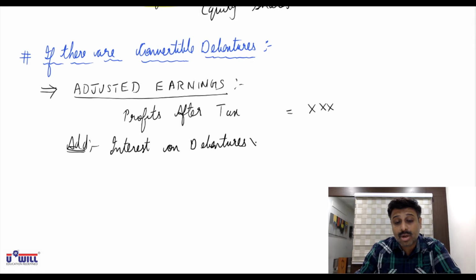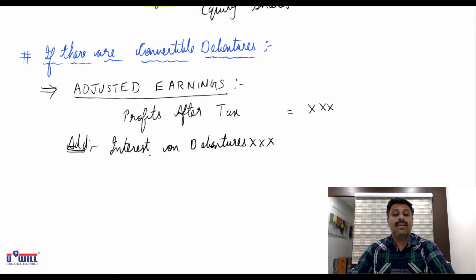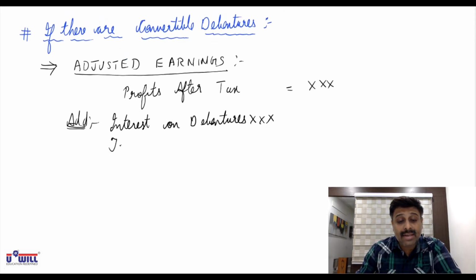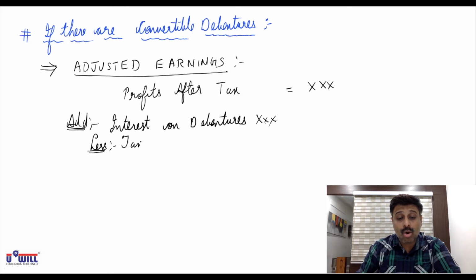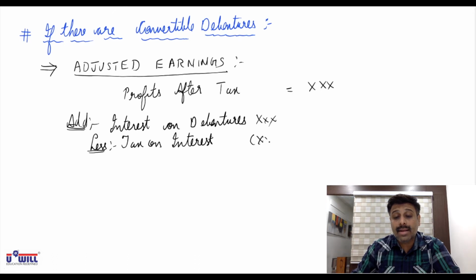Write them in the inner column. Further, we will also add tax on that interest. Further, we will minus from this tax on interest. And the net amount will be taken in the outer column.